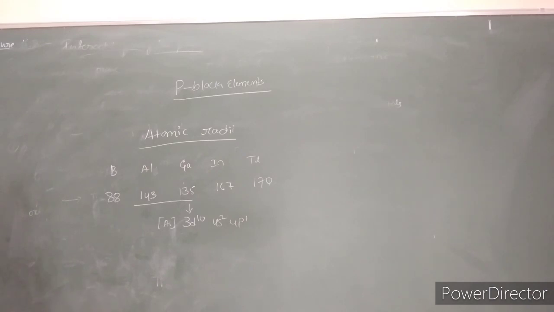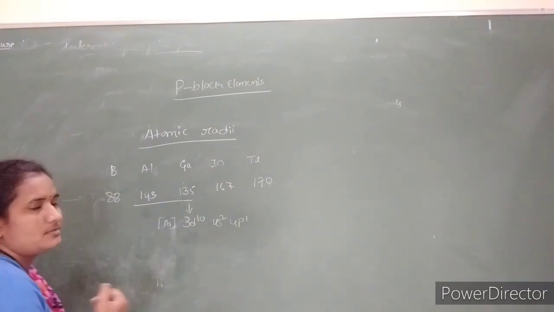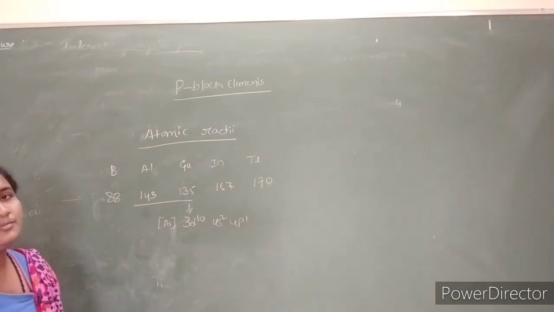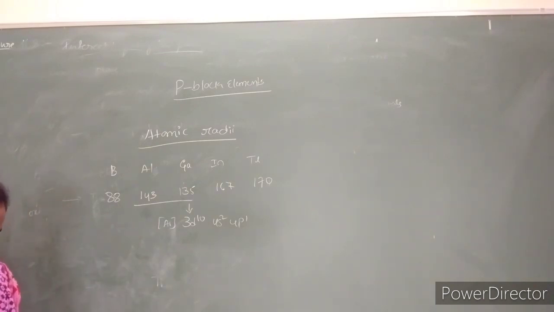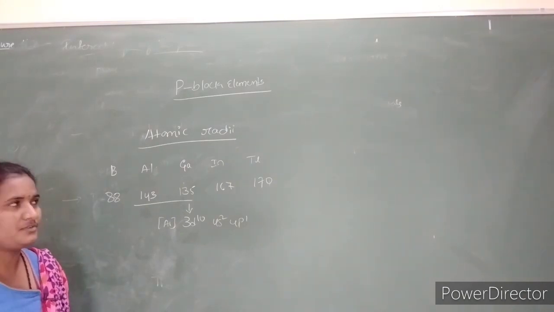Otherwise, the atomic radius is expected to increase as we go down the group, that is, as the atomic number increases, the atomic radius must increase. But in the case of the boron family, a difference occurs due to the difference in electronic configuration.